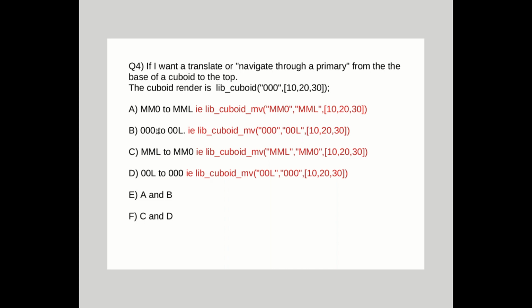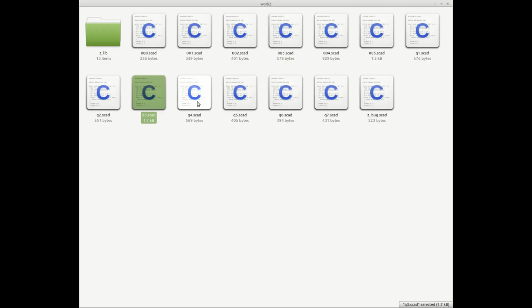But the thing is when you're thinking, I want to go from the bottom to the top of a shape, how do I do it? And it's given you a render statement. So this is the cuboid that's being rendered, and it's given you an anchor point of 0, 0, 0. Okay, let's have a look at the code I wrote.